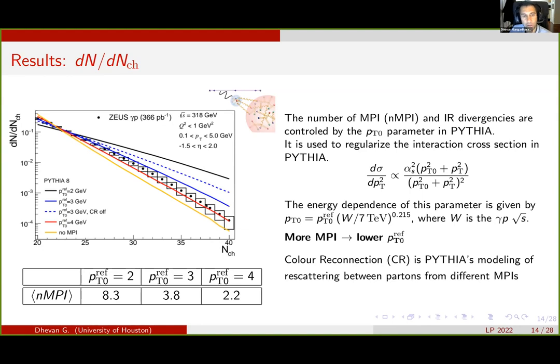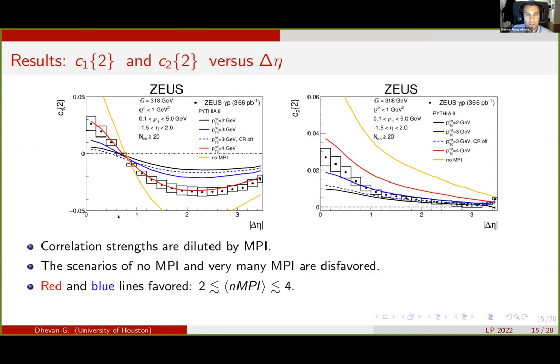You can see here that the data definitely doesn't prefer very high MPI, but it also doesn't prefer no MPI, so something in the middle is preferred. There's also color reconnection, which is Pythia's attempt to model the rescattering, and that I show for one case, pT0 ref equals 3, on and off.